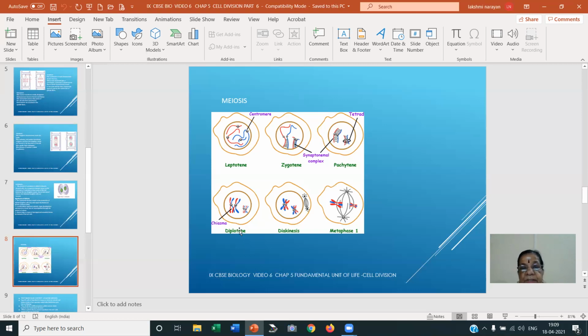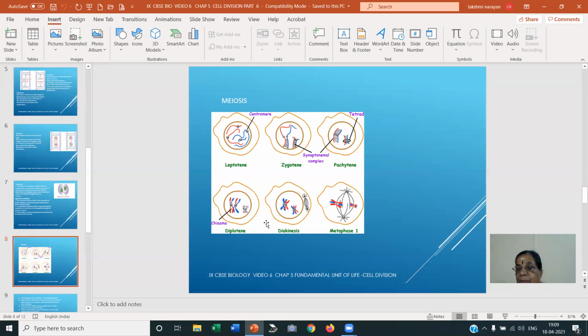And then in the diplotene stage, they become clear and distinct further. And in diakinesis, they move away from each other and separate. That is called diakinesis. And that's the movement: the chiasmata, the separate ends, separate from each other. That is called terminalization. In diakinesis, the chiasmata are there, but at one stage they get separated.